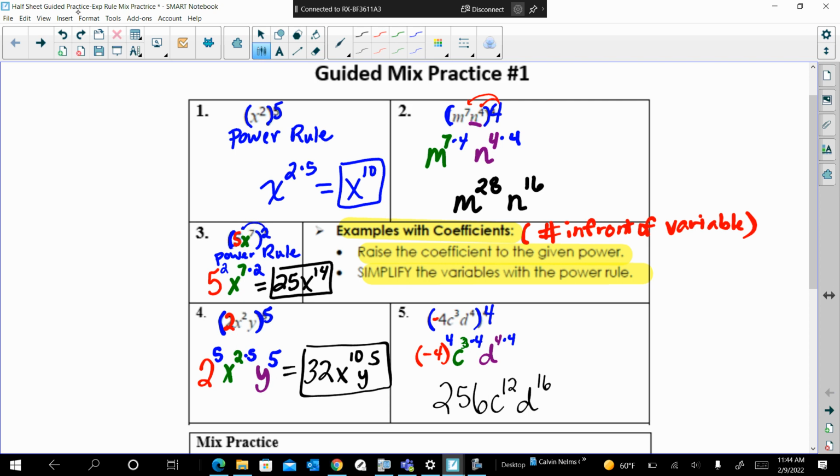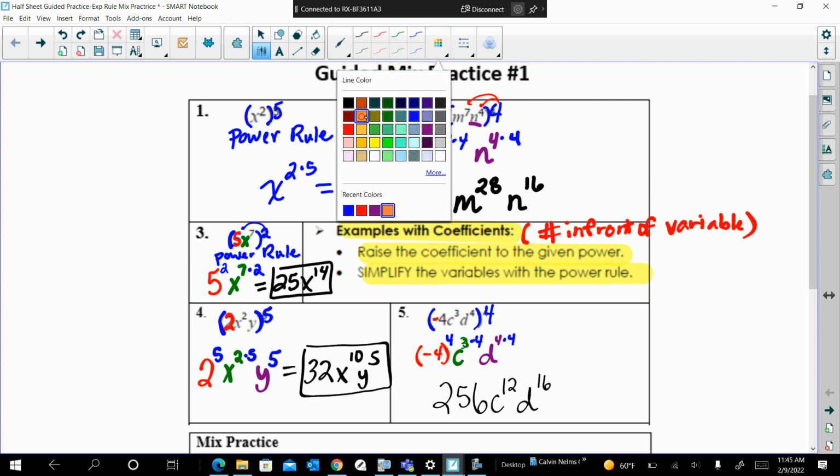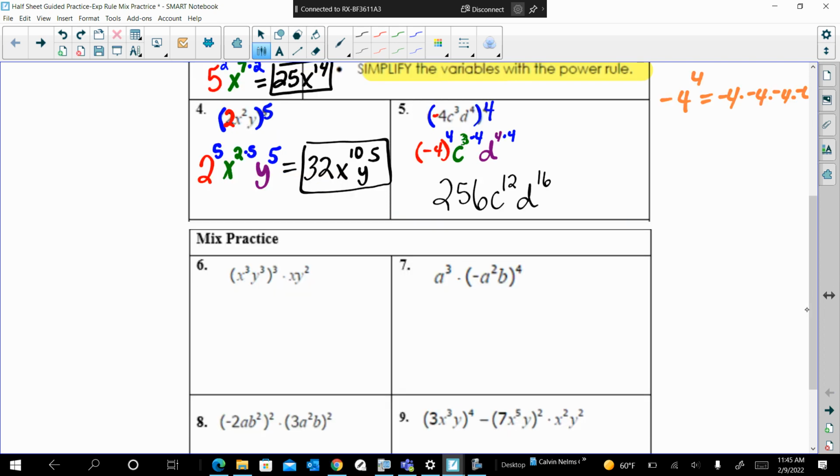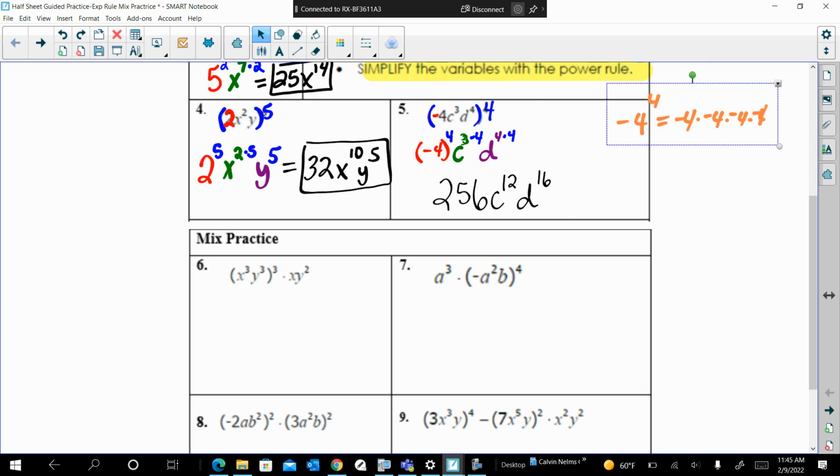You have to put this negative 4 in parentheses. And then you have to understand that if you're putting a negative 4 to the 4th power, that is saying a negative 4 times a negative 4 times a negative 4 times a negative 4, 4 times. Yeah, that would cancel out. Okay, let me move this over. Because I'm doing it 4 times, right?